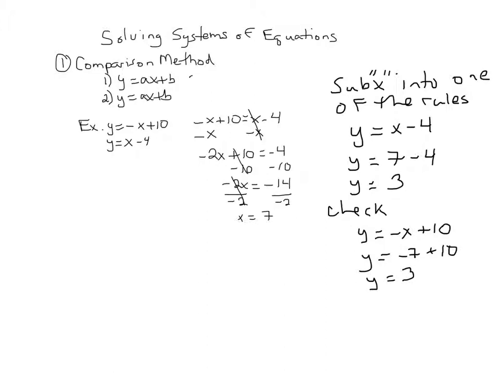So your solution for this method, the system of equations, remember we talked about this earlier on, the solution is at what point do these two lines have exactly the same coordinates? There's only one point, and that point for this one is the point (7, 3). Okay, so that's your final answer right there.